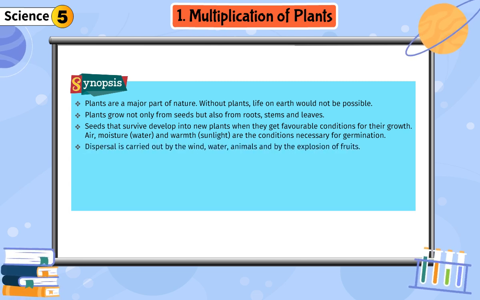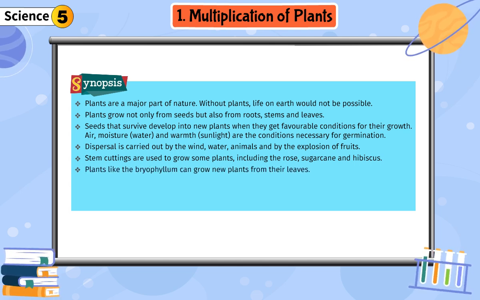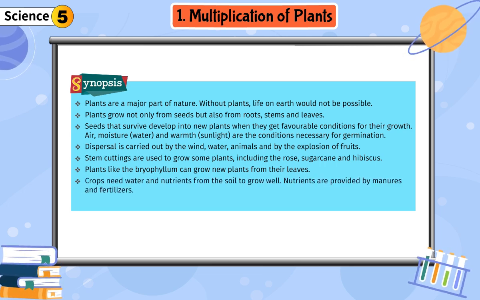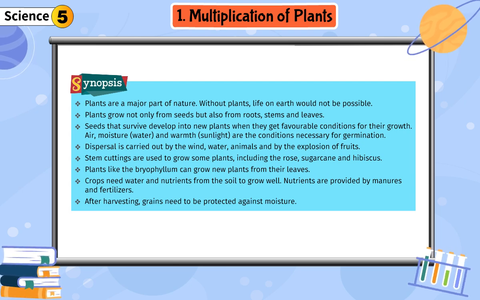Dispersal is carried out by the wind, water, animals and by the explosion of fruits. Stem cuttings are used to grow some plants, including the rose, sugarcane and hibiscus. Plants like the bryophyllum can grow new plants from their leaves. Crops need water and nutrients from the soil to grow well. Nutrients are provided by manures and fertilizers. After harvesting, grains need to be protected against moisture.